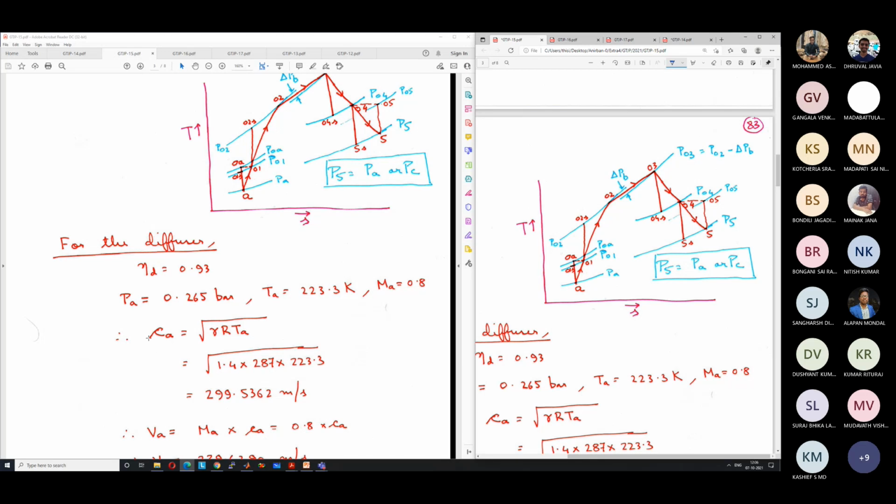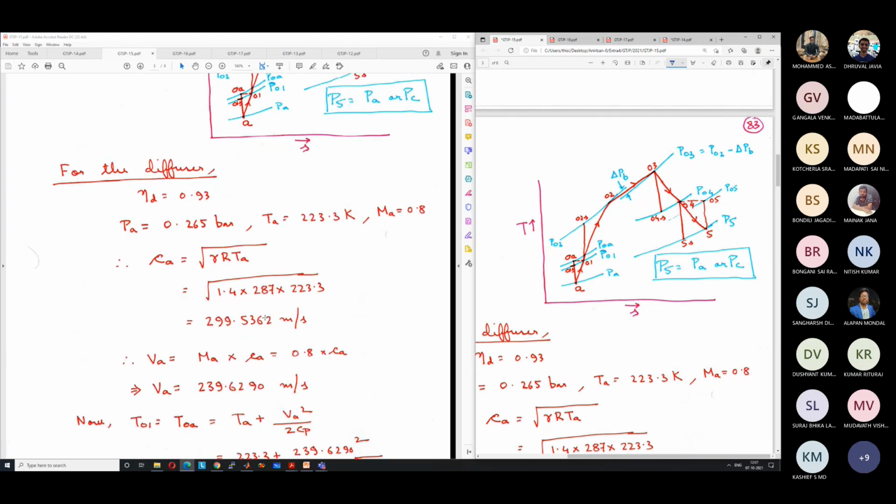So the speed of sound at that temperature is root over gamma R TA, where gamma is the gamma of air because at the intake we have air. So 1.4 into 287. These values you should remember. It is understood that gamma and R of air are known to everyone. So 1.4 into 287 into 223.3, and the root over that is 299.5362. This is the speed of sound at that temperature. Because the Mach number is 0.8, we get the aircraft velocity as 0.8 into CA, which is 239.629 meter per second.